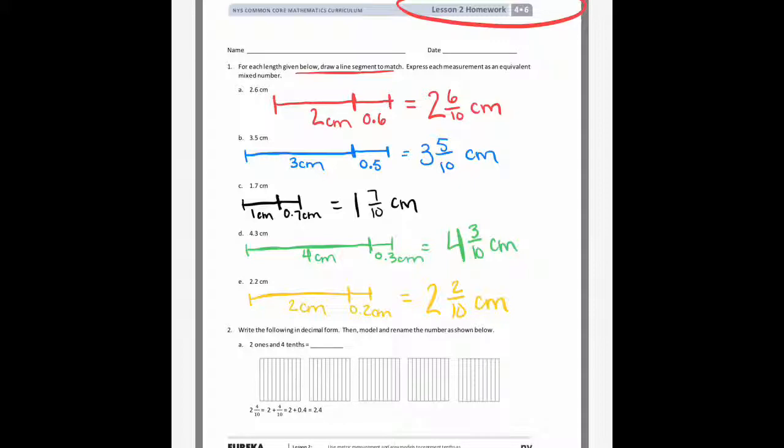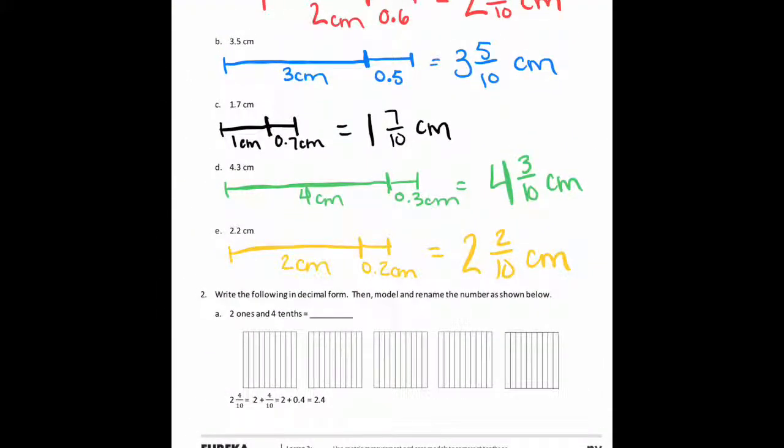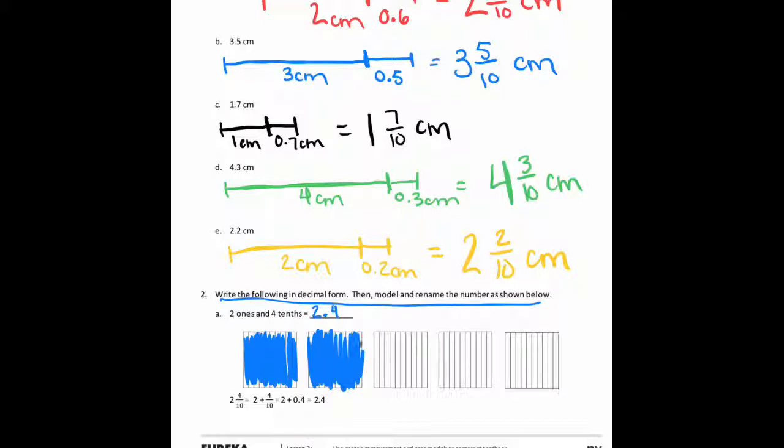Alright, on number 2 they just want you to write each of the following in decimal form and show it with the squares. Each square is split into tenths, so if it says 2 1s and 4 tenths, we'd write that as 2.4. So I would fill in 2 whole squares because that's a whole, so 1 and 2. And then if I wanted to represent 4 tenths, I would only color in 4 of the tenths of the next one. So 1, 2, 3, 4. So that's how you represent that.